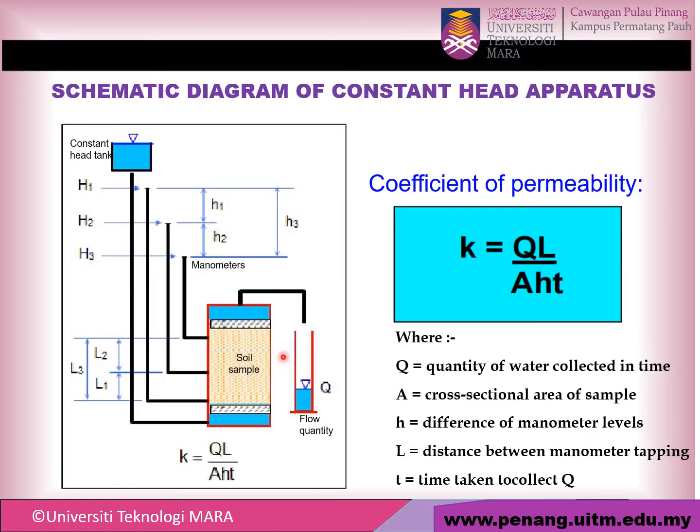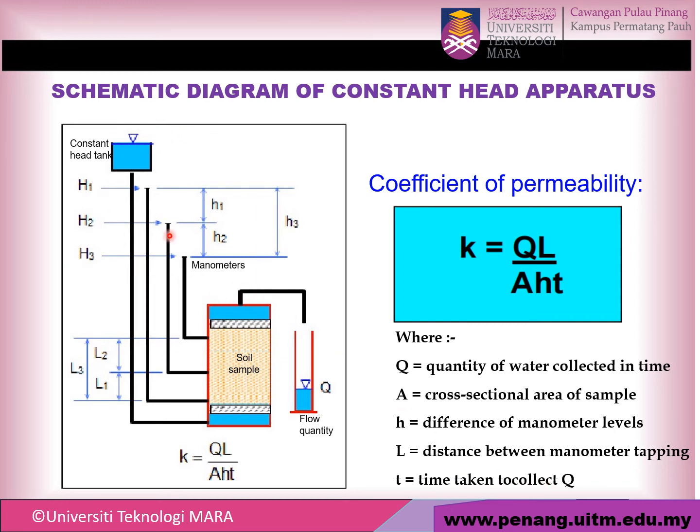Alright, this is the schematic diagram of the constant head apparatus. This is the equation for the coefficient of permeability K for constant head: K is equal to Q times L over AHT. Q is the quantity of water collected in time. L is the distance between manometer tapping points. For example, we have A, B, C. So the distance between manometer tapping points A and B, and then B to C. T is the time taken to collect Q.